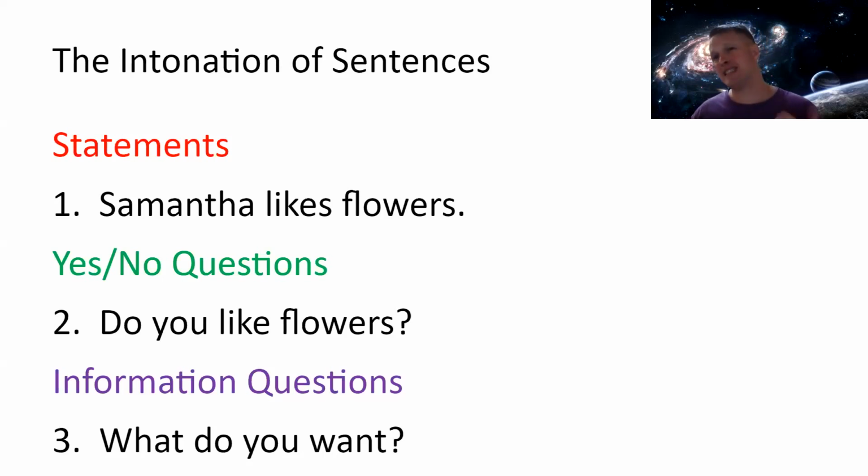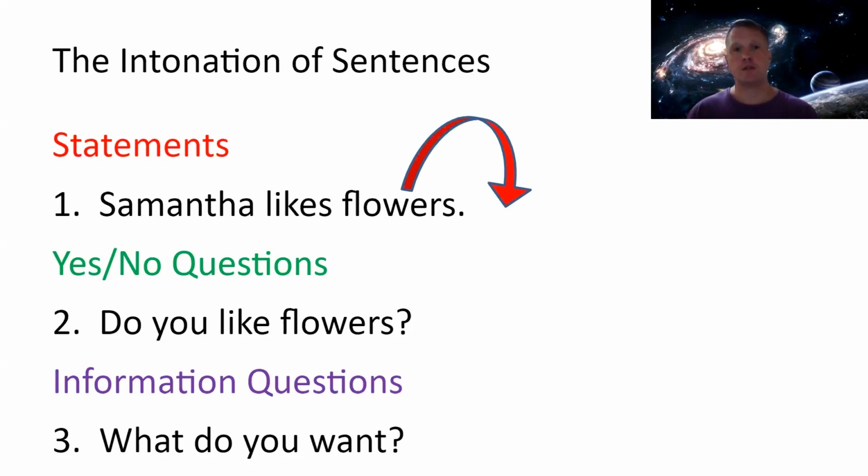All right, so I'm going to say each sentence, and you decide if the end of the sentence has a rising or falling intonation, up or down, flowers or flowers. Okay, so for example, Samantha likes flowers. Samantha likes flowers. Not Samantha likes flowers. Samantha likes flowers. Is that rising or falling? It's falling.